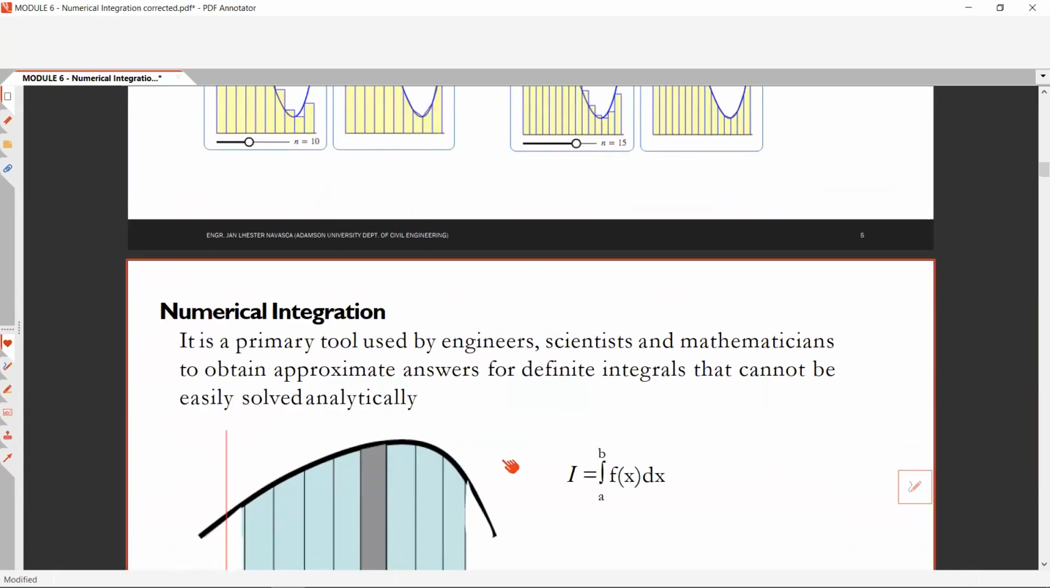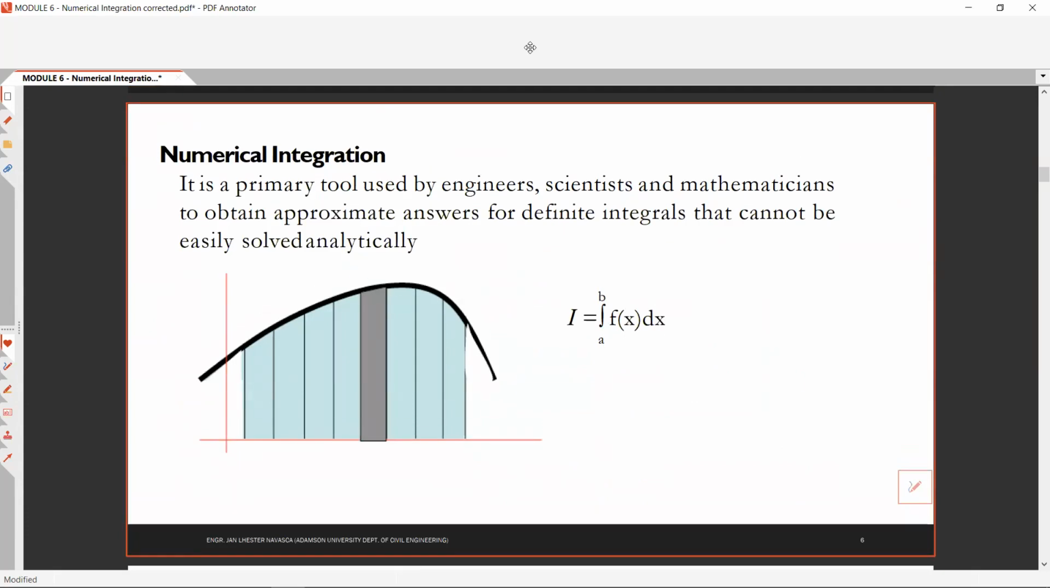Okay? Sige. So recall, the numerical integration is a primary tool used by engineers and scientists and mathematicians to obtain the approximate answers for definite integrals that cannot be easily solved analytically. So for example, we have this one. Di ba? Recall, this is a definite integral. So this is the equation for the definite integral. The integral of f of x dx from a to b. Okay, recall, this is yung definition for definite integral.